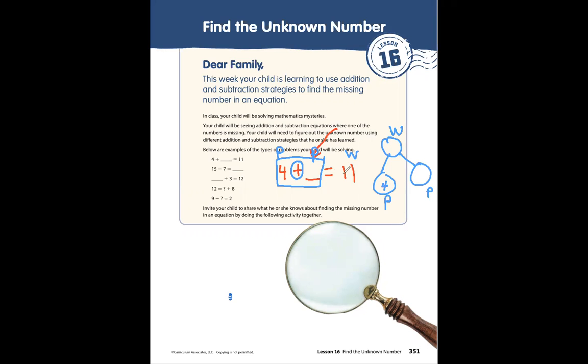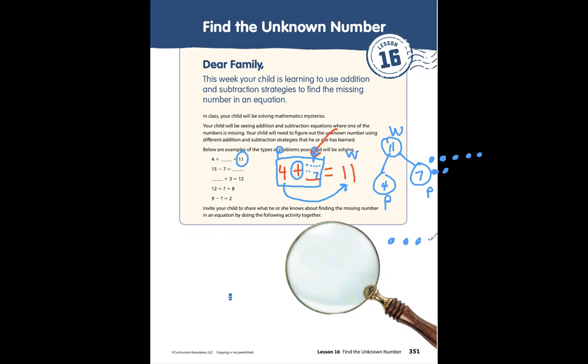and blank is a part, and the total is 11, we know we can count on from the part we know up to the whole. 4, 5, 6, 7, 8, 9, 10, 11. So the missing part is 7. We know we can count on from the part we know up to the whole. Missing part is 7.